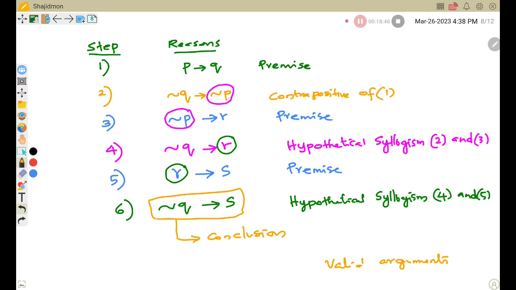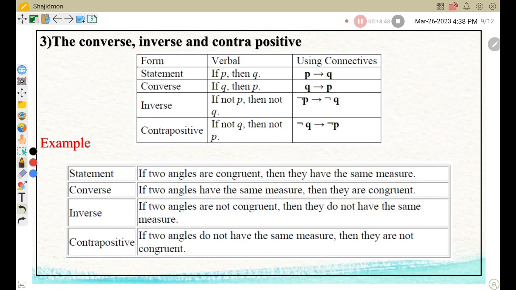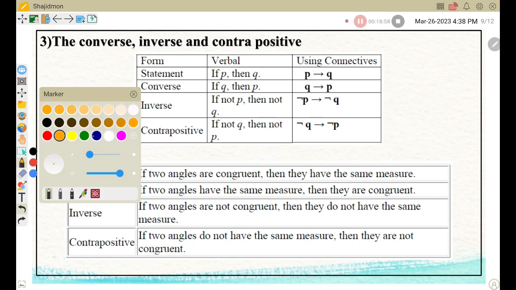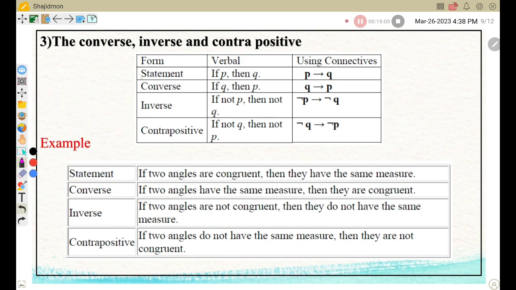So that is correct. Okay, now next point I want to discuss here: the converse, inverse and contrapositive. What is the meaning of converse, inverse and contrapositive? You can see first the definition here. First we have a statement, correct? What is the statement here? If P then Q. That means P implies Q. This is the original statement. P implies Q, conditional statement. If P then Q, correct?